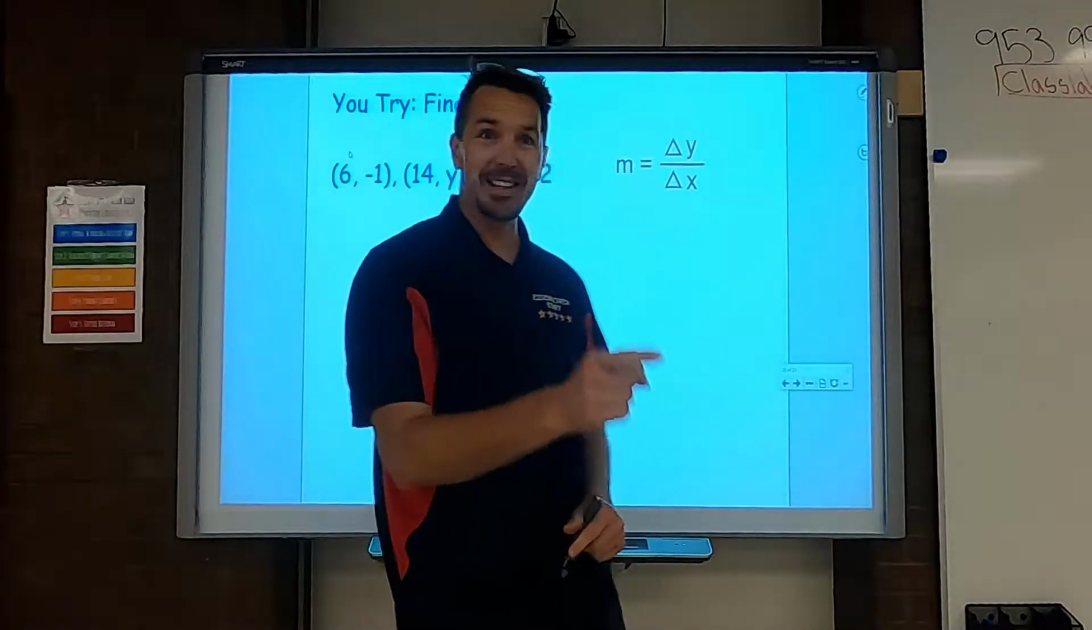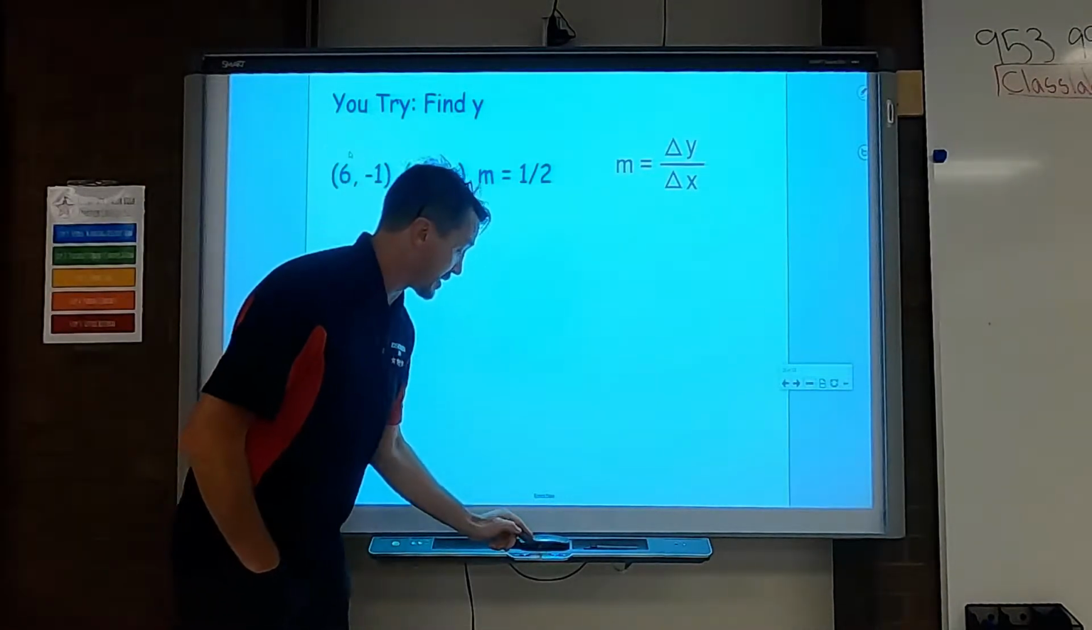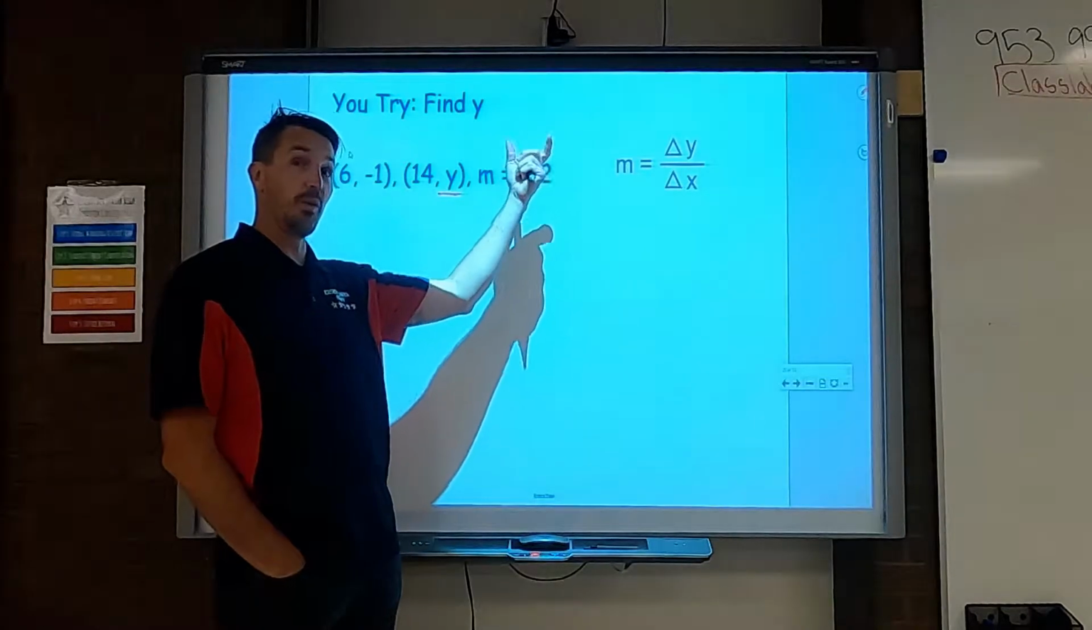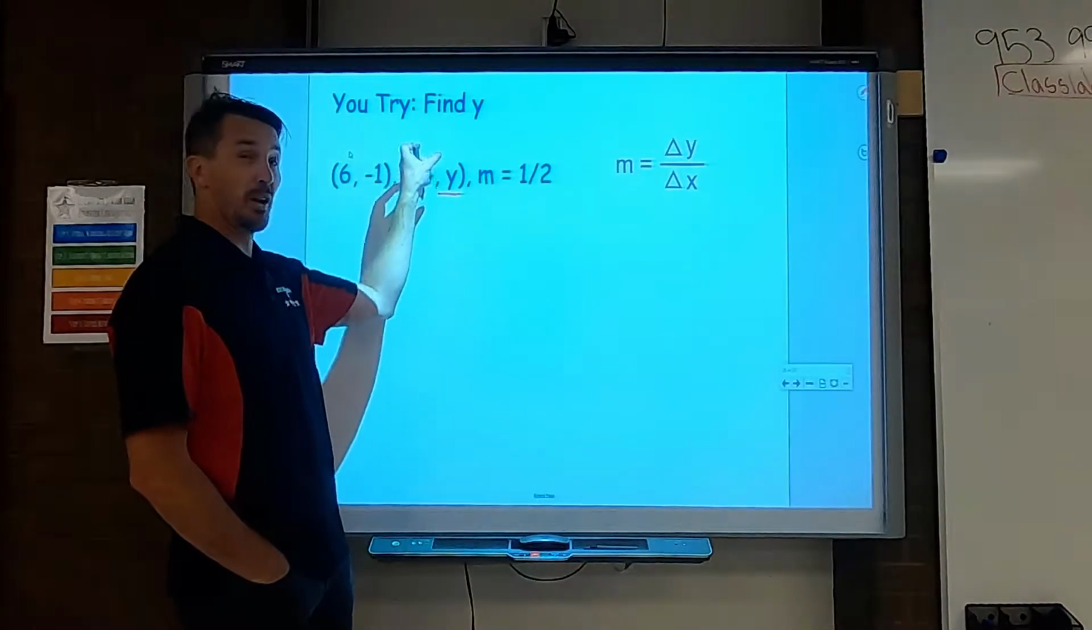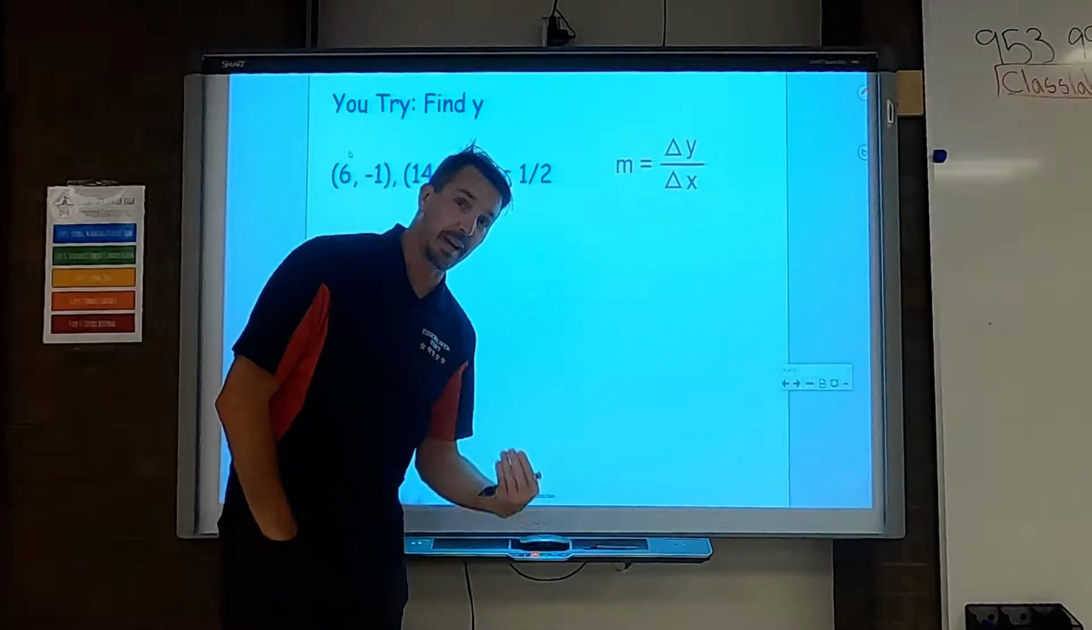All right, special cases. There we go. So again, this is a special case. The reason why this is a special case is because I don't know what y is. It's telling me that I have a slope of 1/2, and I have these 2 points, but I don't know what the y value of this point is. That's what makes it a special case.